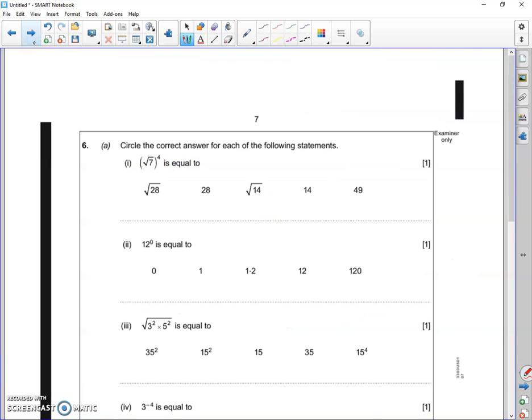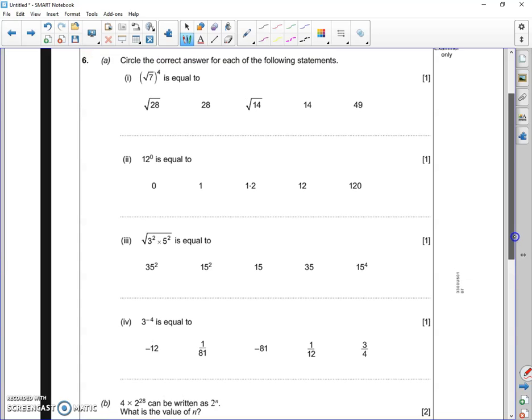Question 6. A bit of indices work here. The question at the bottom is not particularly nice, but the rest are okay. So first question, root 7 to the power 4. If I wrote it out, that's root 7 times root 7 times root 7 times root 7. And a little shortcut rule in surds is that when you have two surds exactly the same timesing by each other, root 7 times root 7 is root 49. Root 49 is 7. So those first two come out as 7. The second two there also come out as just 7. And 7 times 7 is 49.